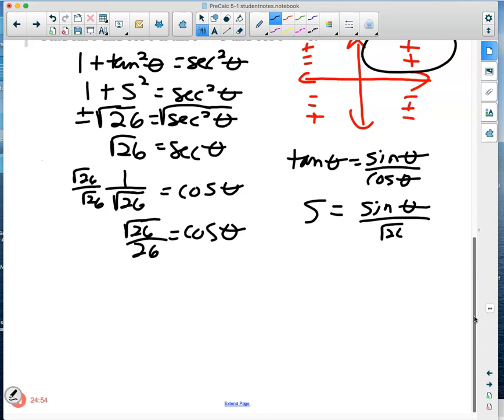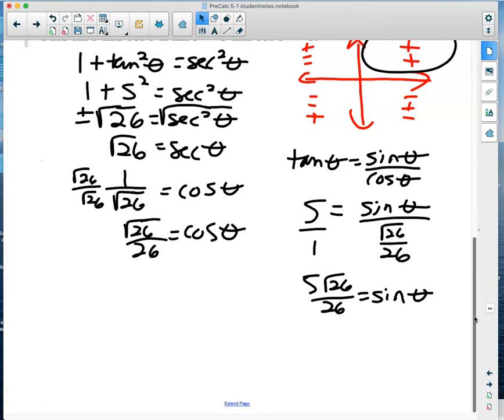26. And I could either just multiply both sides by the square root of 26 over 26, or I could plop a 1 underneath the 5 and cross multiply, because that would make it a proportion. However it gets you there the fastest, that's what you want to do. And again, positive, because we're in first quadrant. But the big deal is use of the identities. You know, using the identities that we have to make this easier.